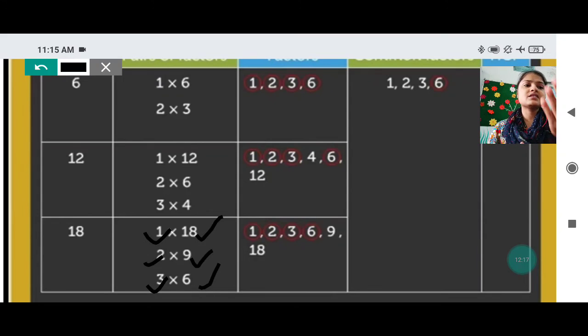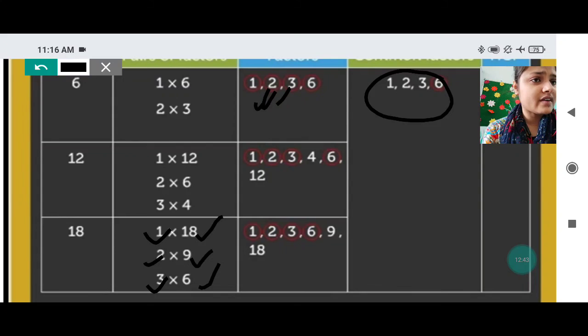It is not like that if we find a common factor in 6 and 12 but not in 18, we still write it as common. That is not common. Common means it should be common in all the 3, or all the 4, or all the 2. So 1 is common in all, 2 is also common in all, 3 is also common in all the 3, and 6 is also common in all the 3. All the common factors which we have received are 1, 2, 3 and 6.